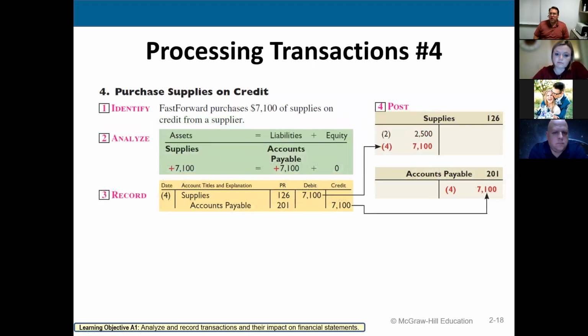Here we're going to purchase some supplies on credit. When they say purchase them on credit, it means we're not paying cash for them. Instead, we're going to have a liability or a debt for them. So I say I have assets, supplies, going up, and then a liability amount that I owe is also increasing. Since assets are increased with a debit, my debit will be 7,100, and liabilities are increased with a credit, so my accounts payable liability will also increase by 7,100.